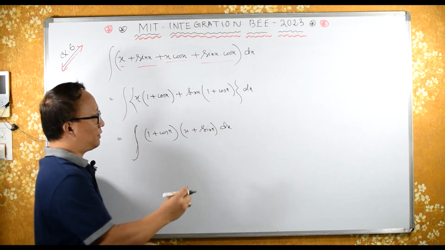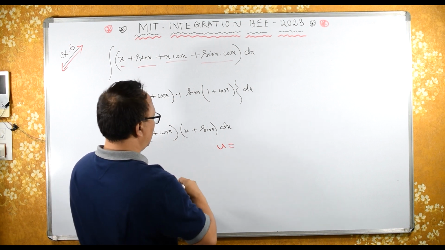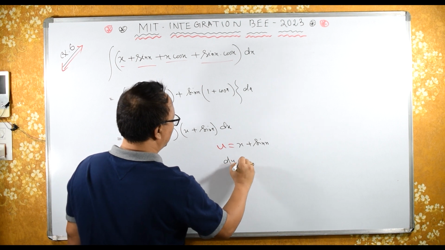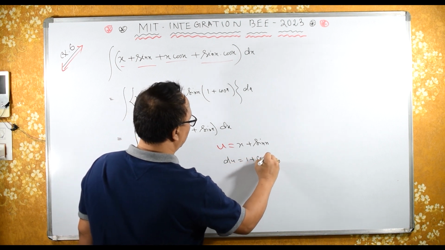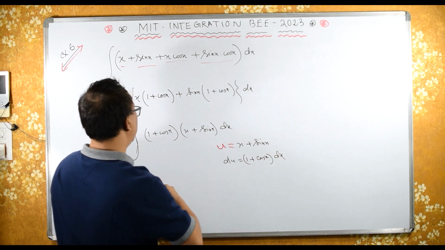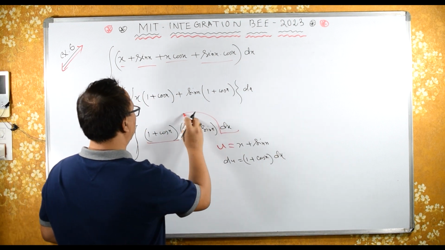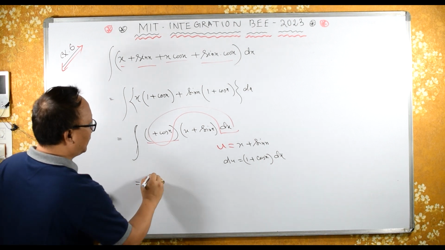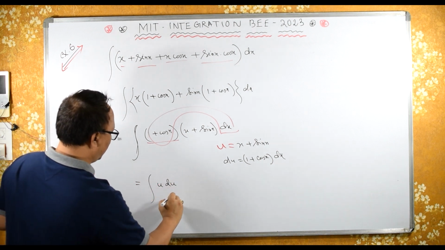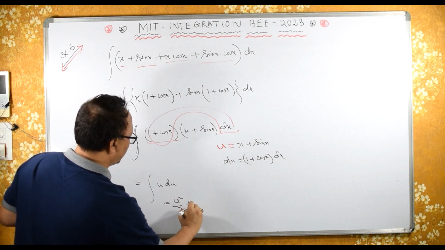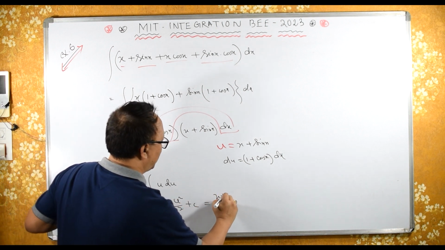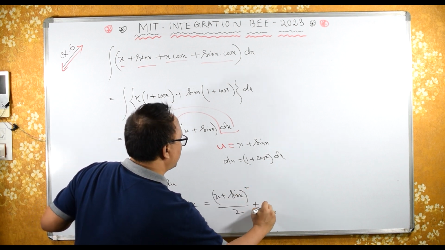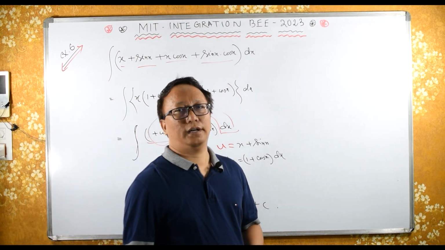Then you substitute u equals x plus sine x, then du equals 1 plus the differentiation of sine, which is cos x dx. Now this whole thing becomes your du. Therefore this integral becomes u du, that is u square upon 2 plus c. What is u? It is x plus sine x, so the answer is (x plus sine x) square upon 2 plus c. This is the required answer.